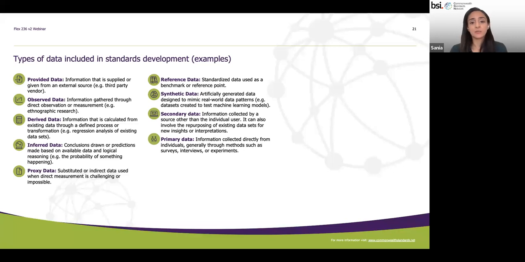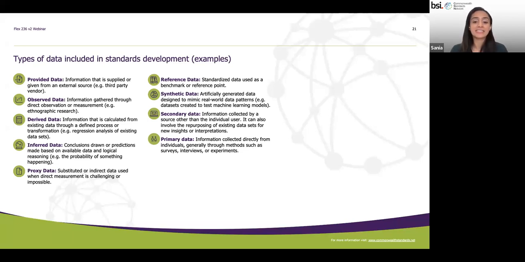We've got synthetic data, which is artificially generated data that mimics the real world and is used for machine learning models. Again, if that information is not there so much on diverse communities, you're again training the model on biased data, which is very much exclusionary. Secondary data is information that's collected from sources other than the individual user, and you could repurpose different data or information out there.